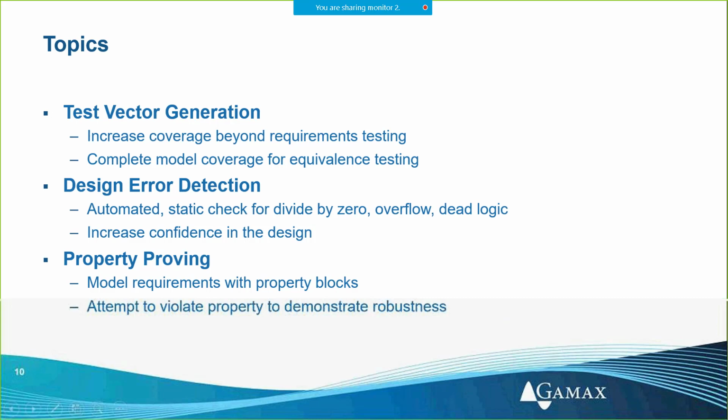What we will talk about today, we will start out with automatic test case generation. How can we extend the coverage beyond the functional testing that we had? Also, we will do some design error detection, and I will talk a bit about property proving. Why is it useful? How do these tools work?